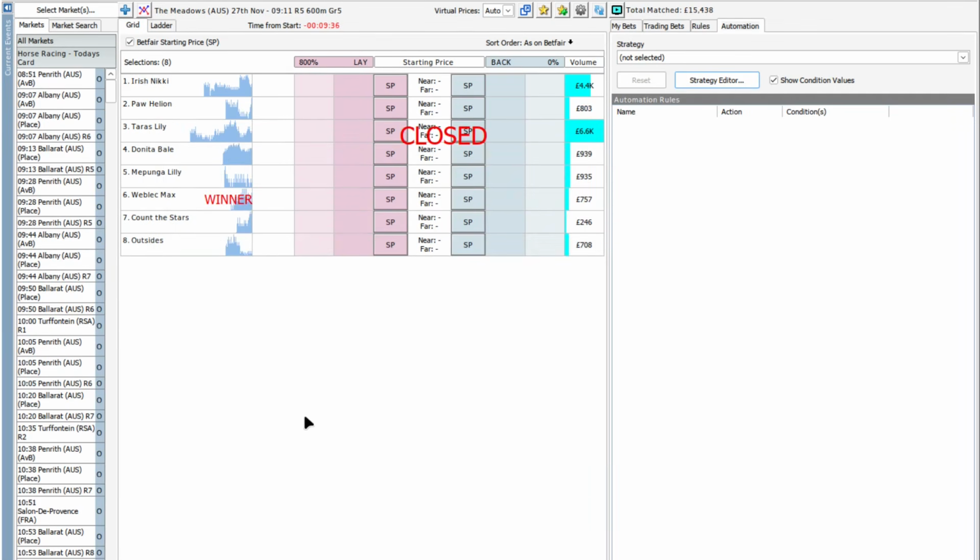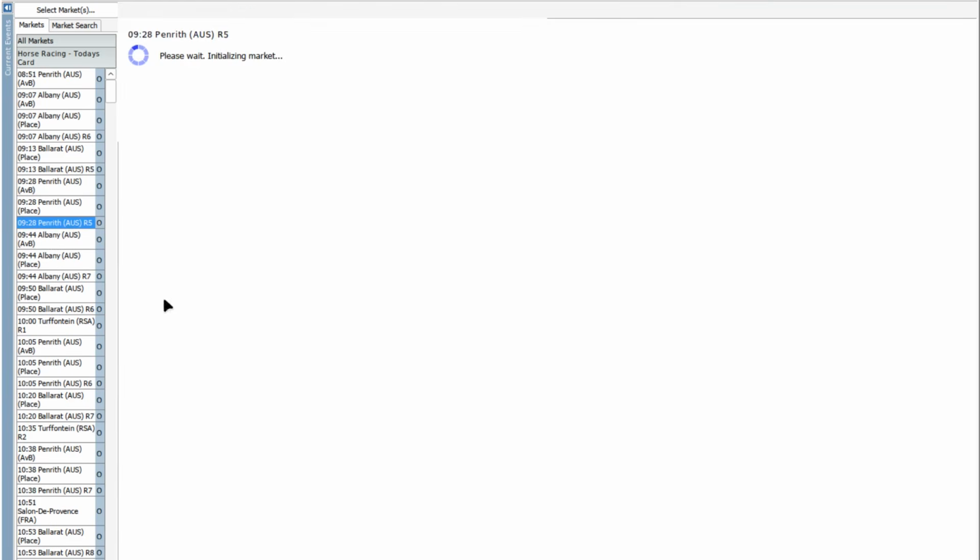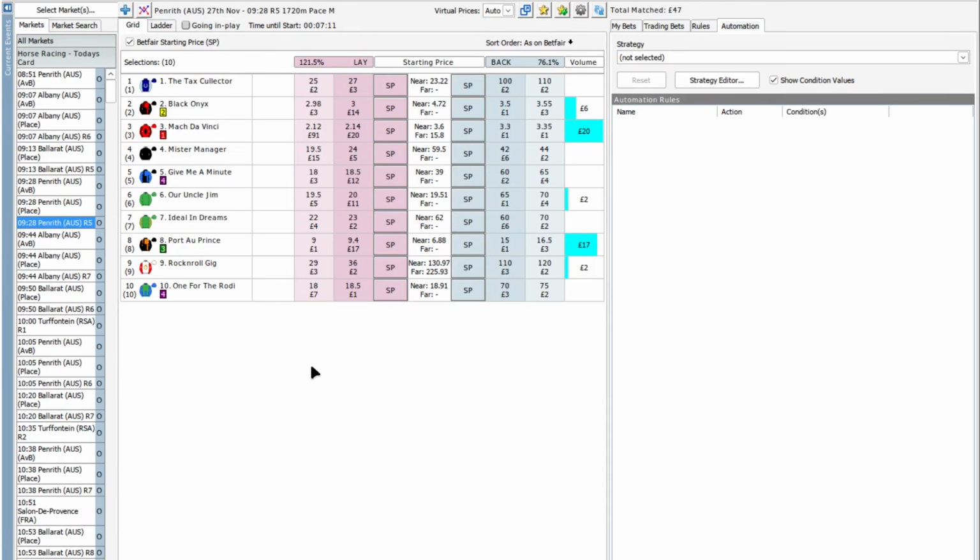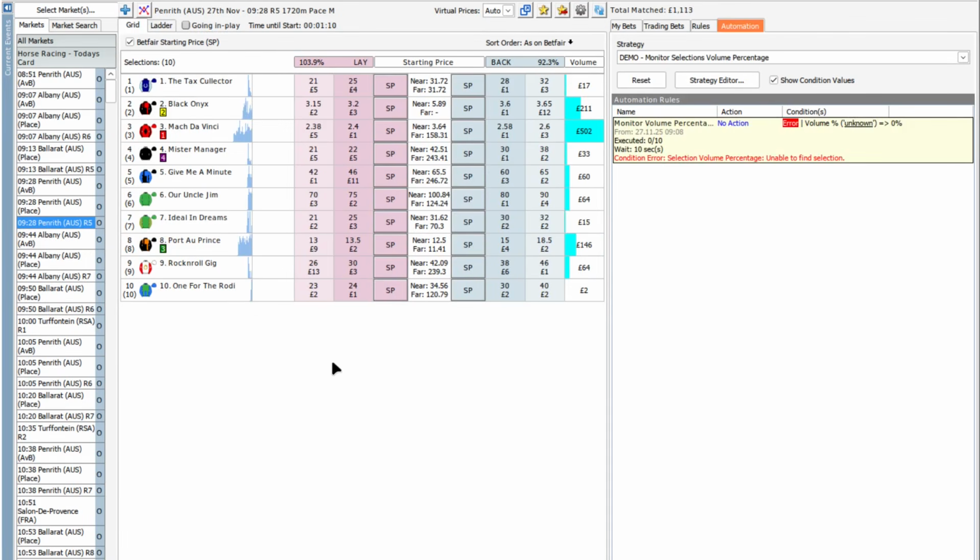And we shall assign this to a dog race since it's early in the morning. 9:20 at the moment. So we'll go for this race at Penrith. There's only 47, but there's 7 minutes to go, so I'll skip ahead. Right, we're coming up for a minute to the start of this race in Penrith in the land of Oz. So I've assigned the strategy. All we need to do is specify our selection.